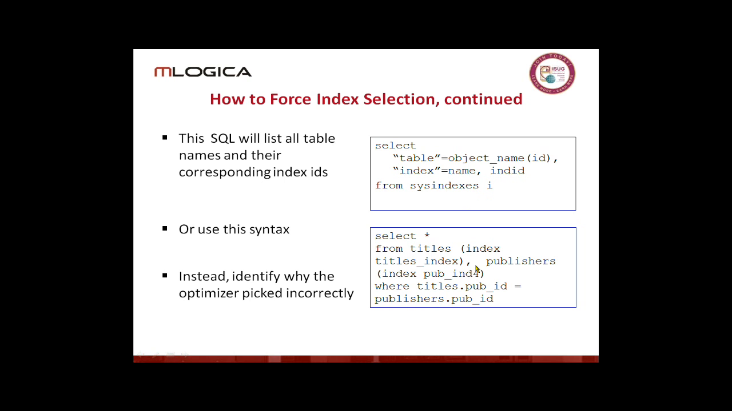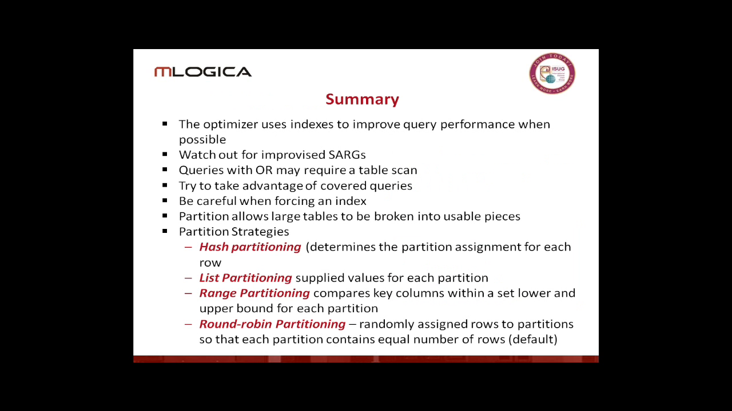We do recommend we use the new syntax, which is actually ANSI standard, to put the index hint in the select statement. Say titles, open paren, index, name of the index. We do recommend that instead you identify why the optimizer picked things incorrectly and get that fixed. If you do end up forcing an index in production, take the time to figure out why it ended up getting forced. There's probably some other underlying problem. You want to fix that before your next release comes up because you need to maintain all these copies.